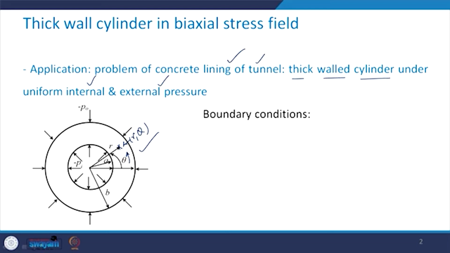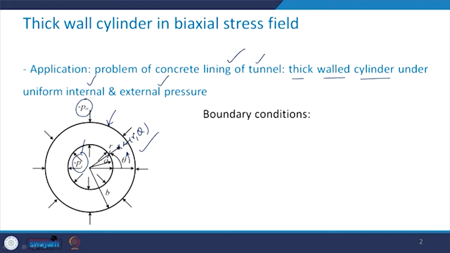The radius of the tunnel is a, and the thickness of this thick wall cylinder is b minus a. That means this outer periphery, the outer circle, has a radius of b. Internal pressure is being denoted by Pi. There is a negative sign associated with it, and the external pressure is denoted by minus P naught.